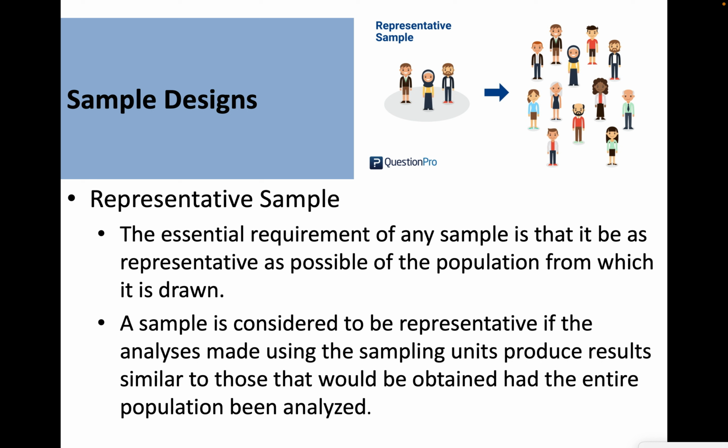Representative sample: the essential requirement of any sample is that it be as representative as possible of the population from which it is drawn. I've argued about this on the Navajo Nation. The people I was dealing with wanted to treat all Navajos as the same. They wanted to get their sample from Window Rock, or from Chinle, or from Tuba City, or from Kayenta, or up in Utah. As weird as that is.